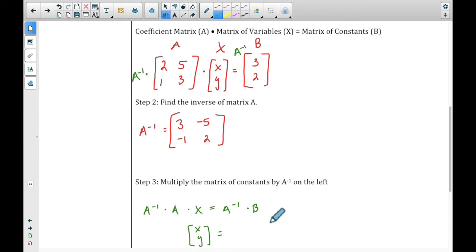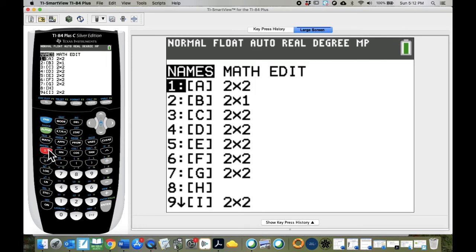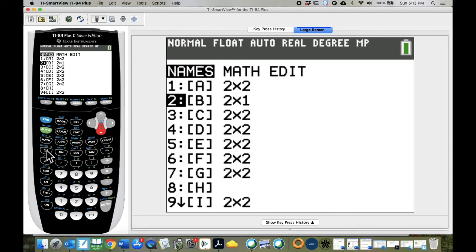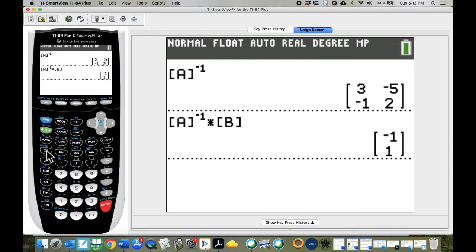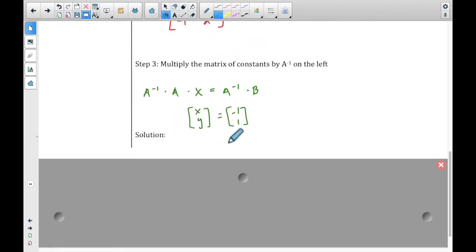Now we do need to multiply this on the right, so let's go ahead and do that. So I'm going to go back to my calculator, and I'm going to type in the inverse of A times matrix B. So I'm going to go to second matrix names A, inverse, times second matrix names B. And it says -1, 1. And so I write that down. What this means is you go to the corresponding positions and you say x is -1 and y is +1. And so my solution is going to be -1, 1.